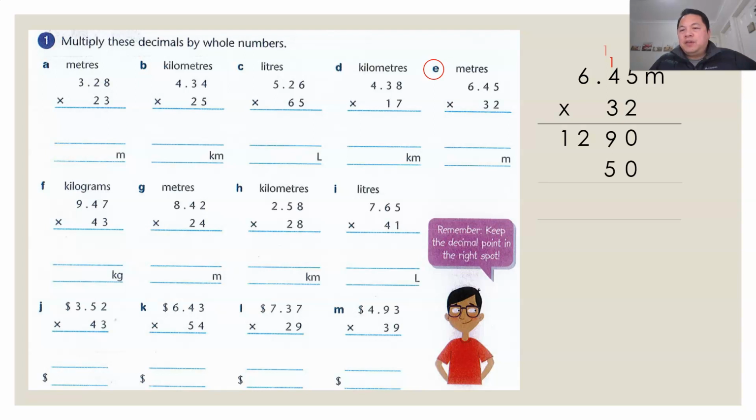5 times 3 is 15. 4 times 3 is 12. 12 plus 1 is 13. So 6 times 3 is 18. 18 plus 1 is 19. So add them up together. That's how I get the answer.